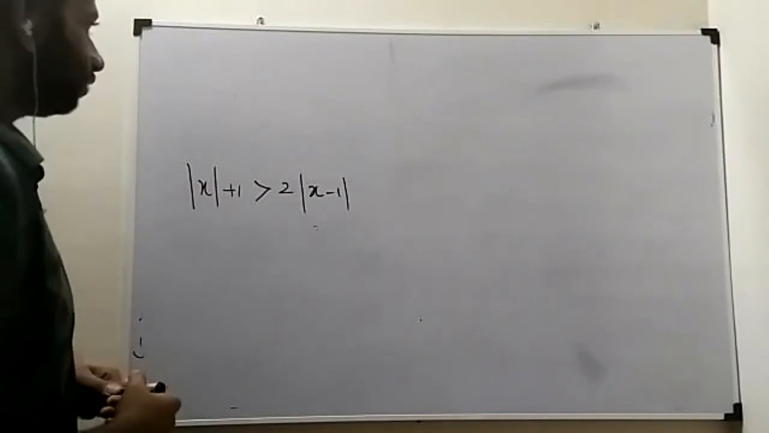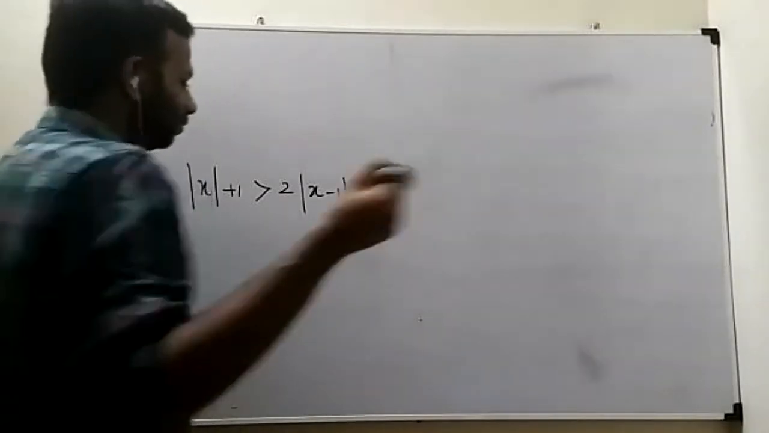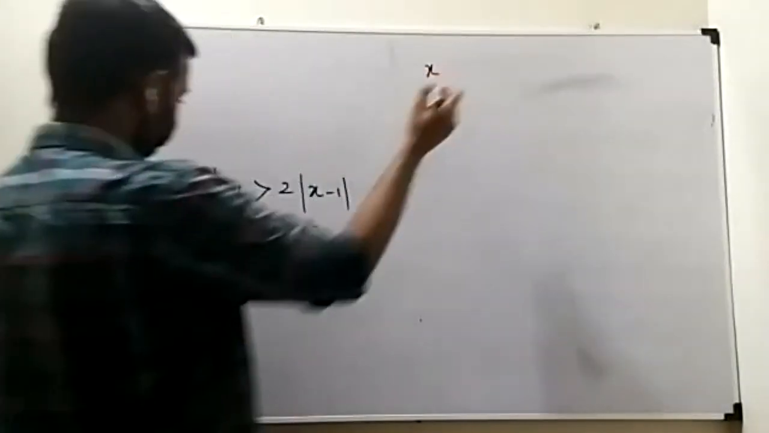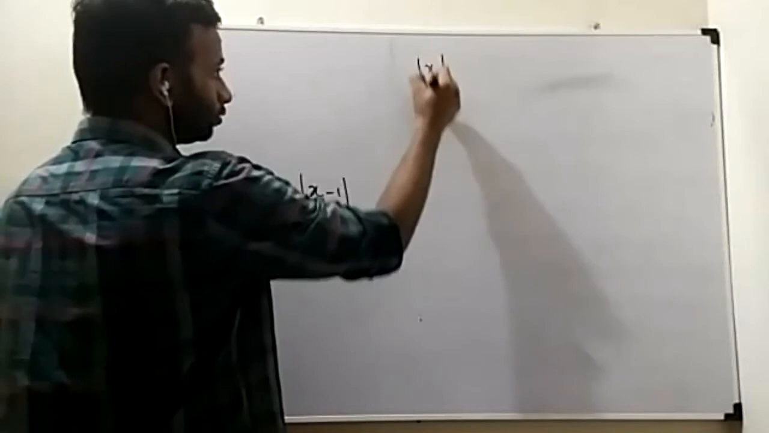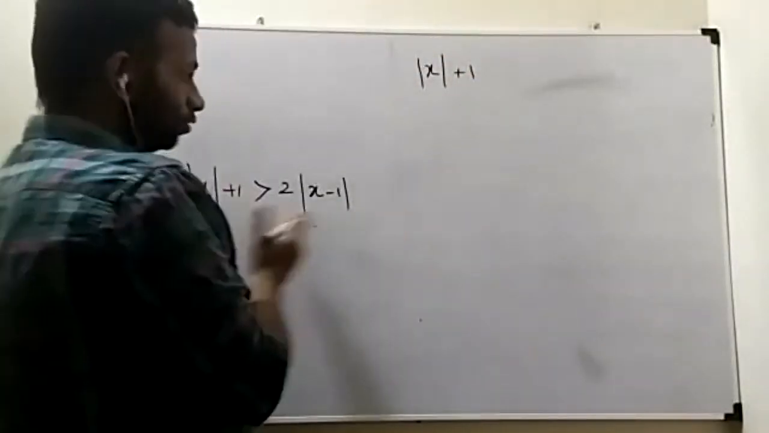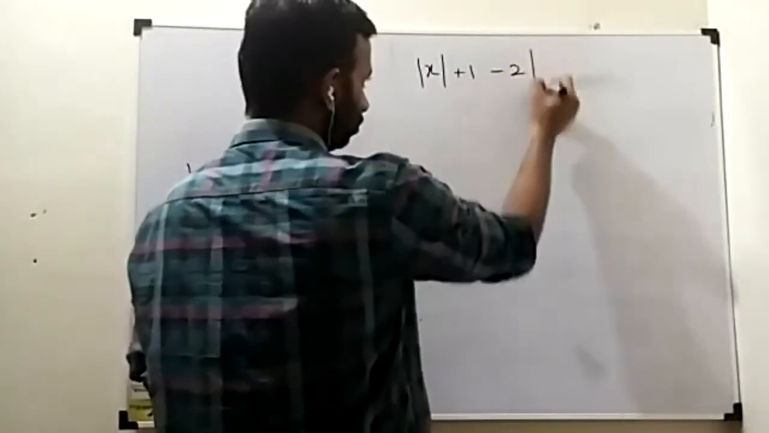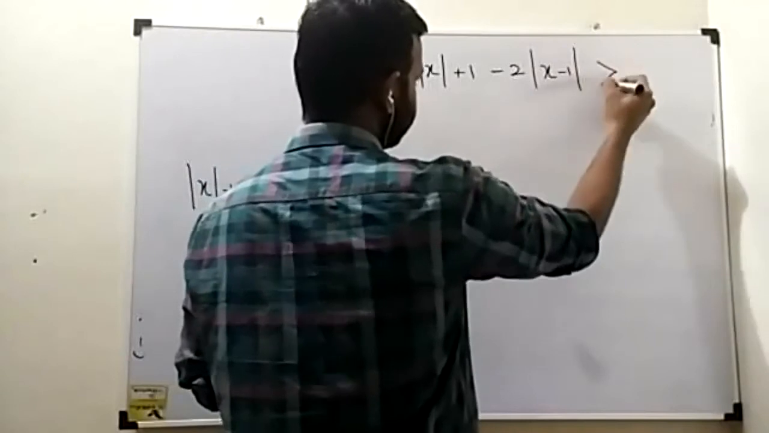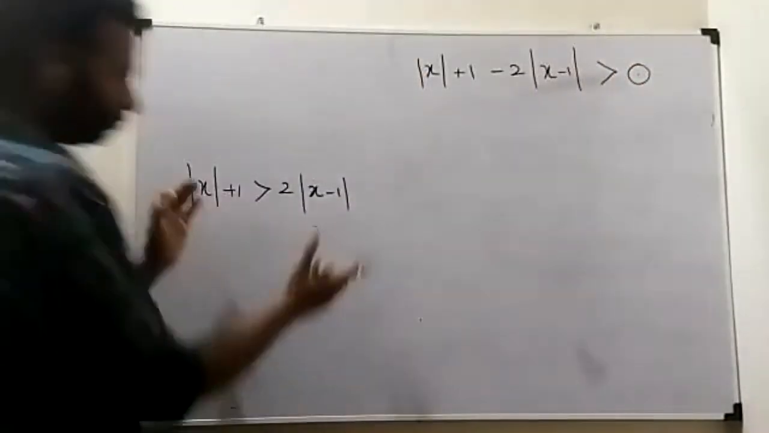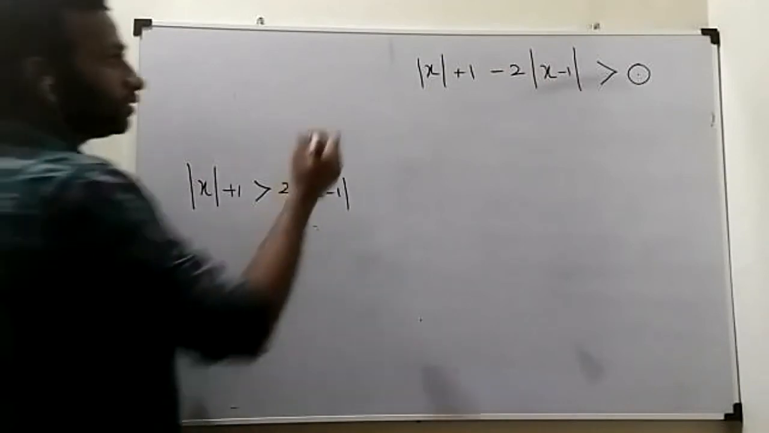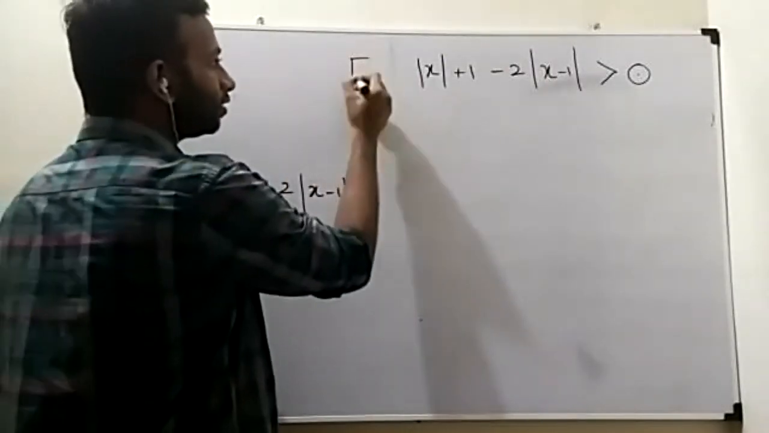So we can take the whole thing to one side. So |x| - |x + 1| plus 1, and you minus the whole thing, minus |2x - 1| is greater than 0. Right? I took this to this side. So we can write this as, let's say, an equation, let's say E.